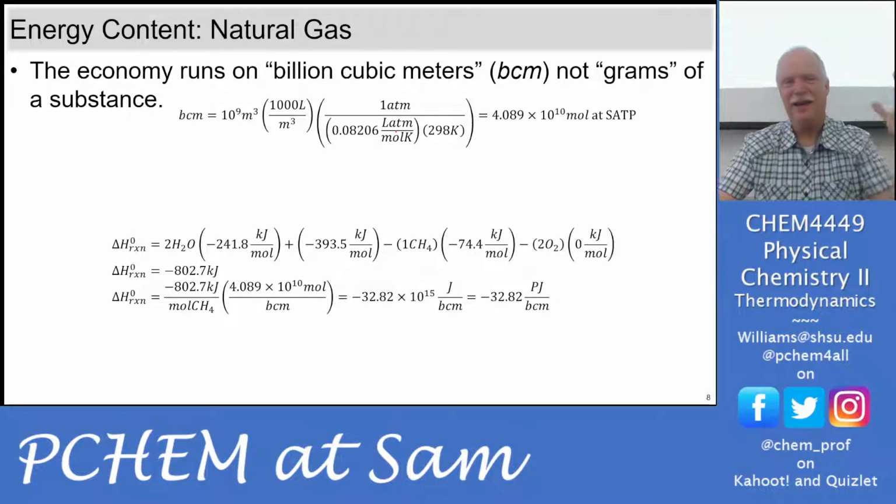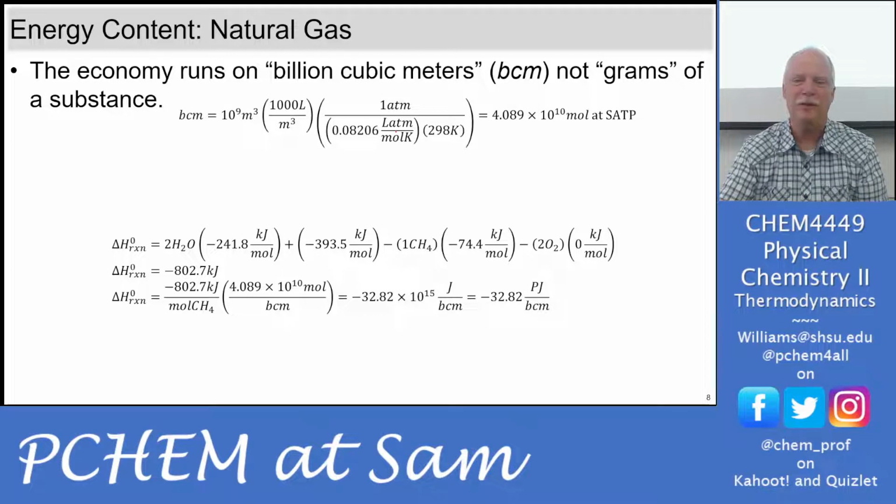Okay, so we buy that. If you see natural gas reserves listed, they're listed in terms of billion cubic meters. And so how many moles is that? So we've got 10 to the 9 cubic meters, and we convert it to liters. Ideal gas law, so that's how many moles at standard ambient temperature and pressure. So that would be 298 and 1 bar.